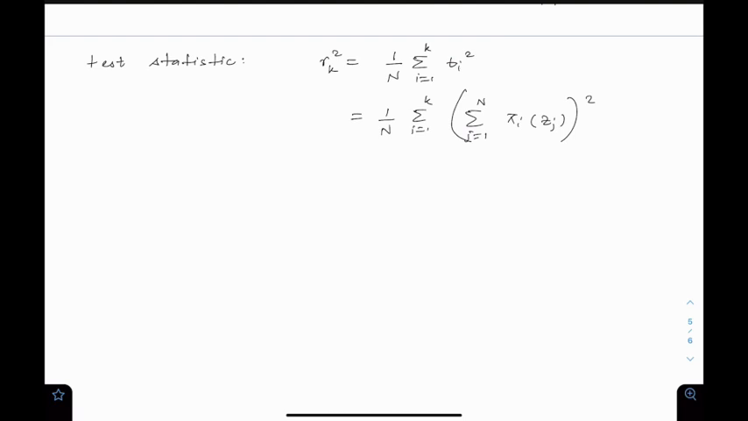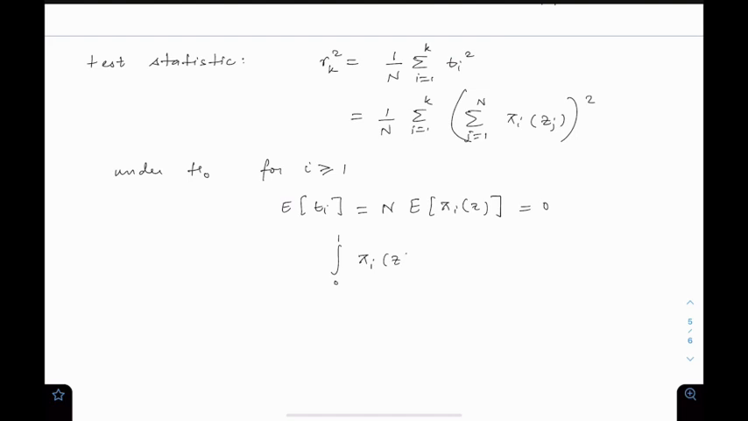While under H0, we have for i greater than or equal to 1, the expectation of t_i is n times the expectation of pi_i as a function of z equals 0, because this comes from a property of the pi_i that its integral from 0 to 1 makes them vanish.